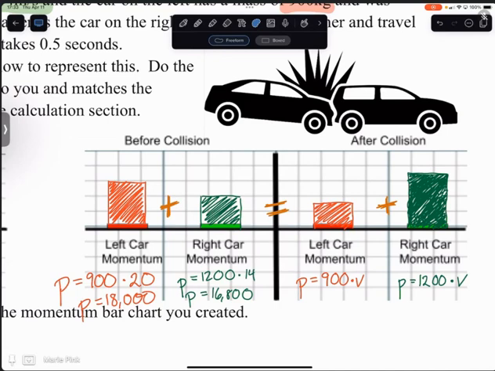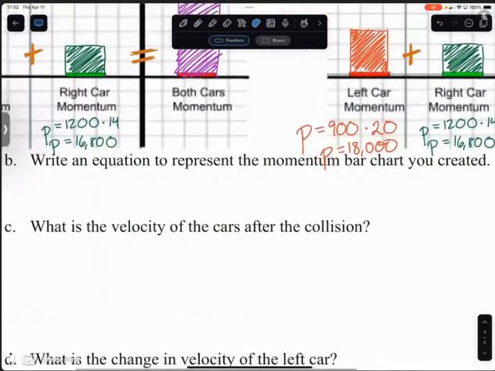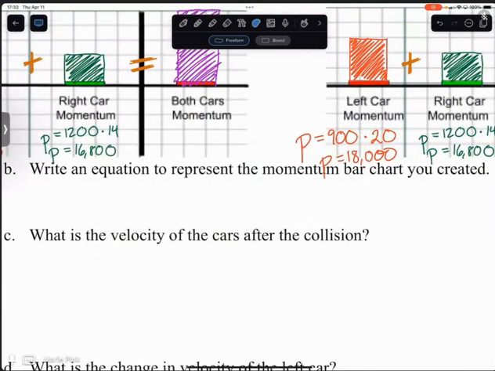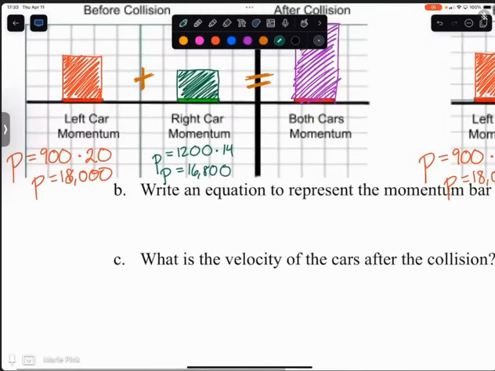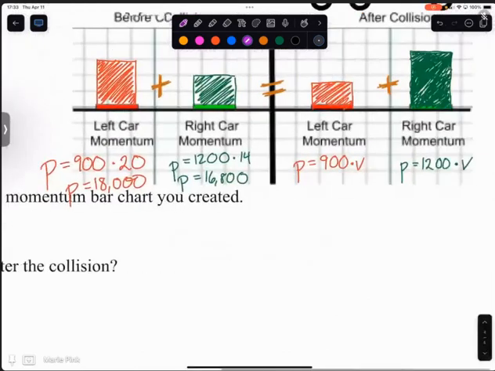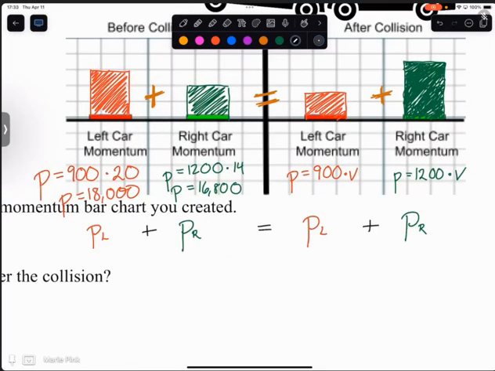So that would be one example of how to do the momentum bar charts. Now it says write an equation to represent the momentum bar chart you created. So if you did the one on the left, you would say the momentum of the left car plus the momentum of the green car or the right car is going to be equal to the momentum of both put together. On the right-hand side, we would do the momentum of the left plus the momentum of the right is equal to the momentum of the left plus the momentum of the right.